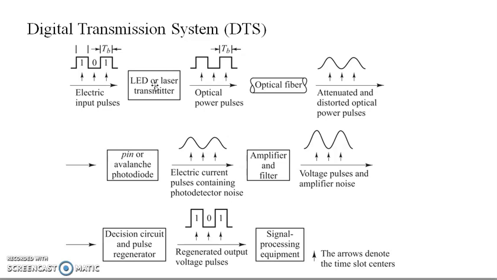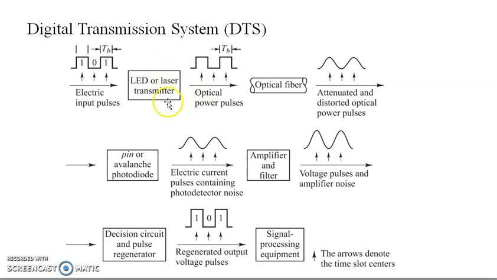The LED or laser has a representation of 1 and 0. So the electric input pulses produce output optical power representing 1 and 0. Now, in the optical power pulses, 1 means there is light, and 0 means there is no light, that is, the absence of light at the time of a 0. Whenever we have a 1, there is output from the LED.